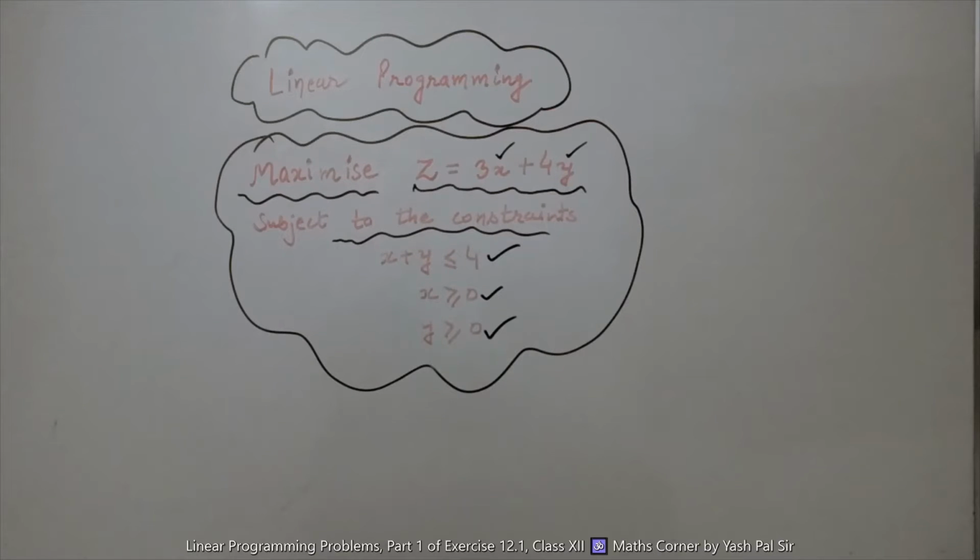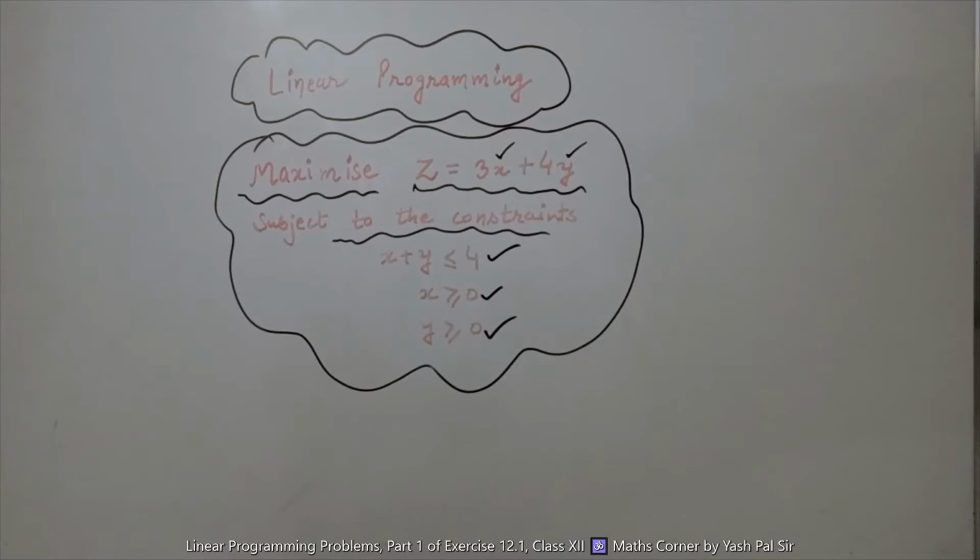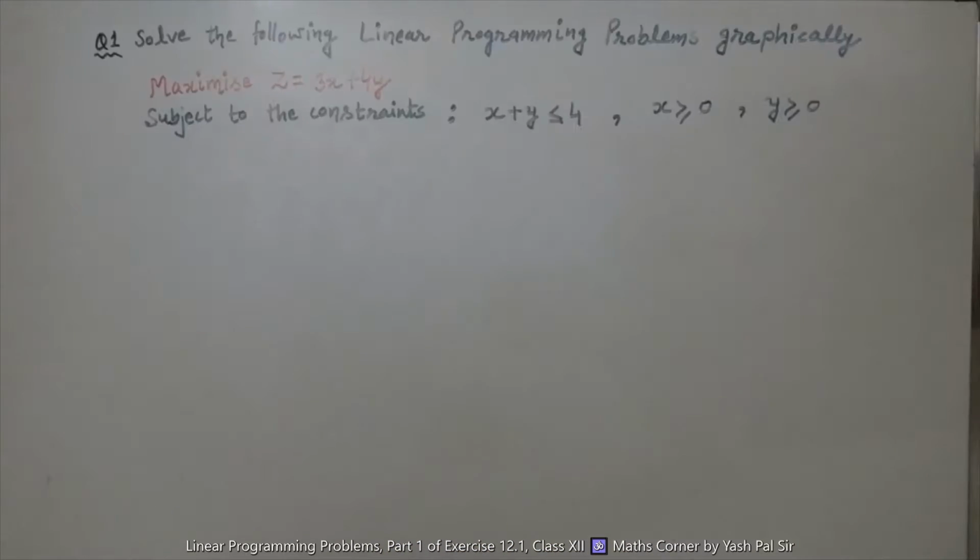The term linear implies that all the mathematical relations used in the problem are linear relations, while the term programming refers to the method of determining a particular program or plan of action. So let us start now. The very first question of the exercise is the same. This is question number 1. Let us start how to solve this.